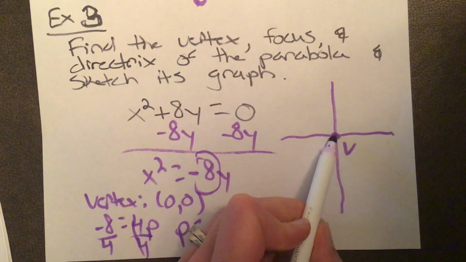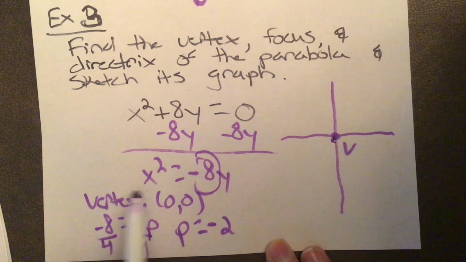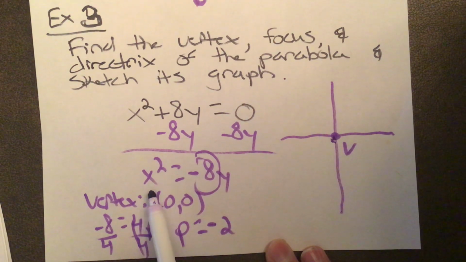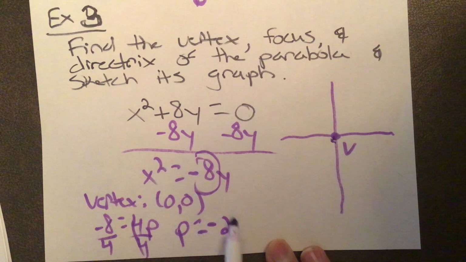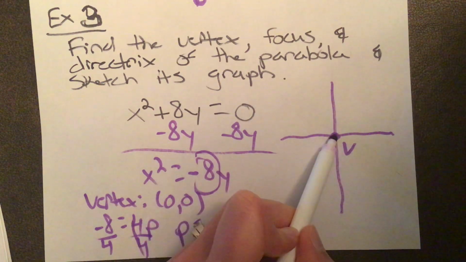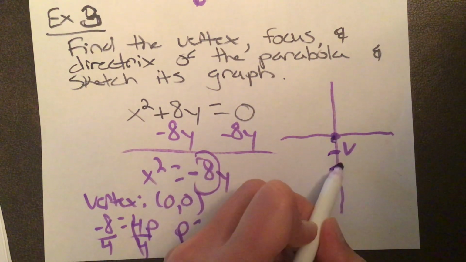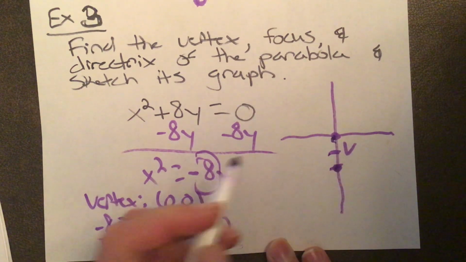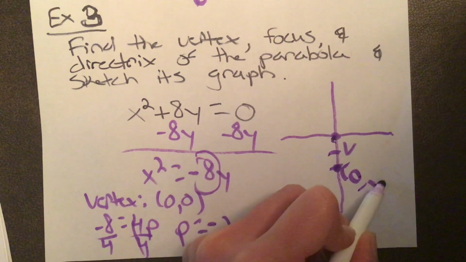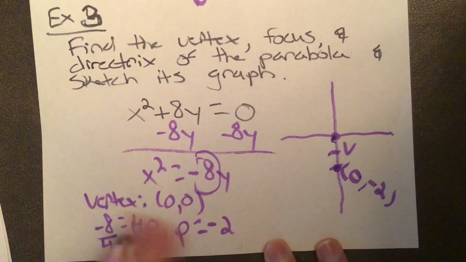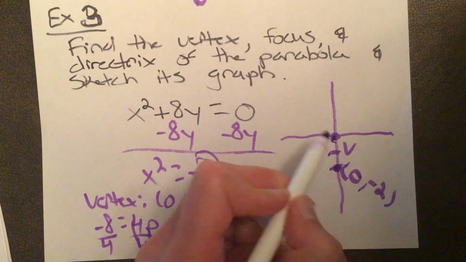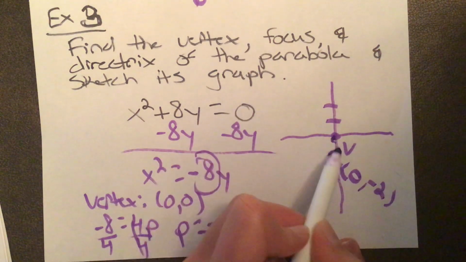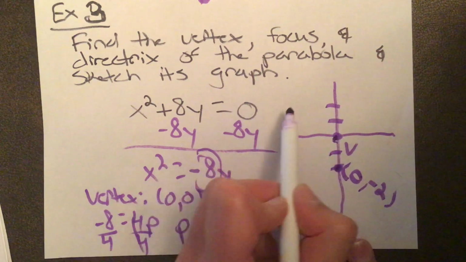So if my vertex is here, at the origin, and I know this is an open up or down parabola because the x is squared. If the y is squared, it opens left or right. So since the x is squared, it's an up or down. Since my p is negative 2, I'm going to start at my vertex and move down 2. There is my focus. So the ordered pair for that would be (0, negative 2). And then if my focus is down there, my directrix is the same distance away in the opposite direction. So I would start here and go up 2.